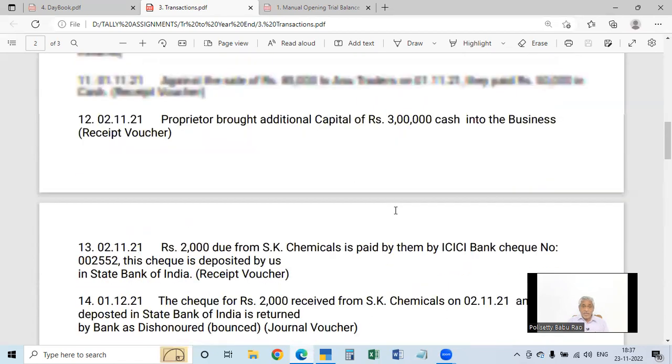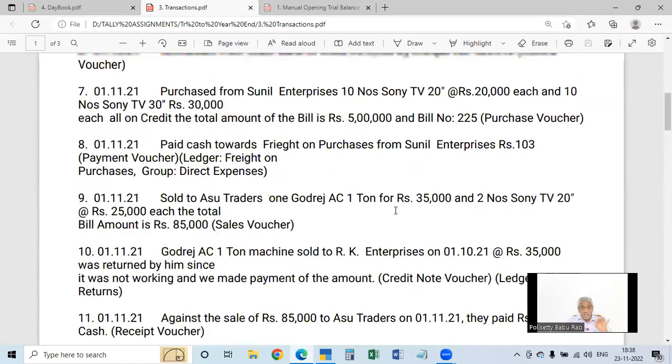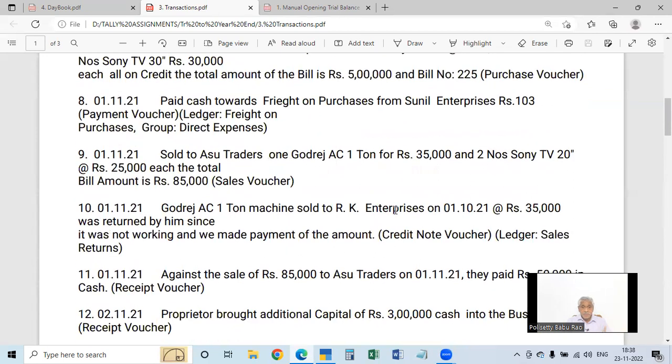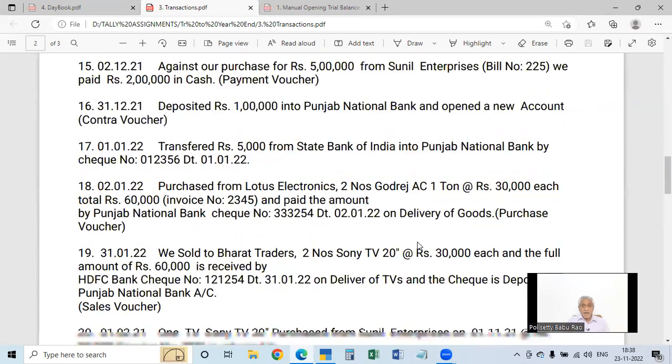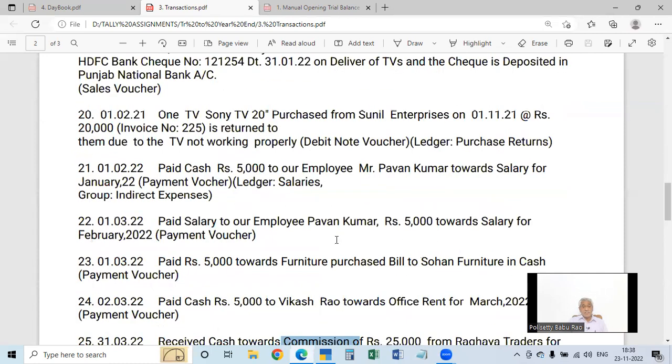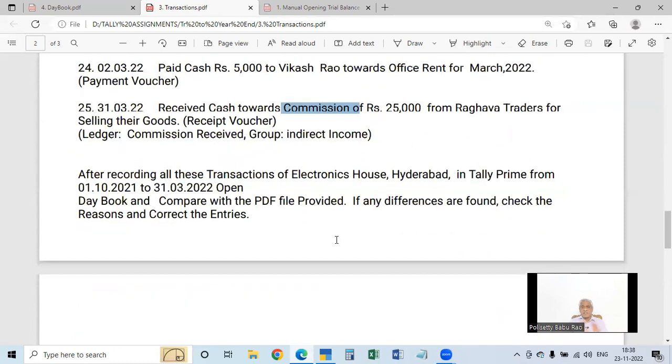Understand? So you try all these transactions. Again, see the video, read this carefully and make the entries. After making all the entries in all the vouchers, which will be in different vouchers, all the transactions recorded in different vouchers can be seen at one place. That is called the day book. Day book is a very useful report.